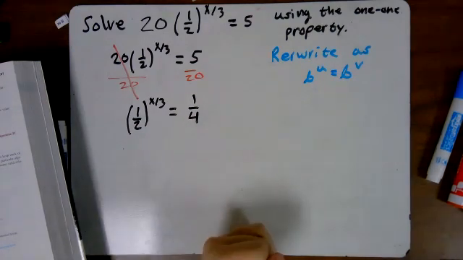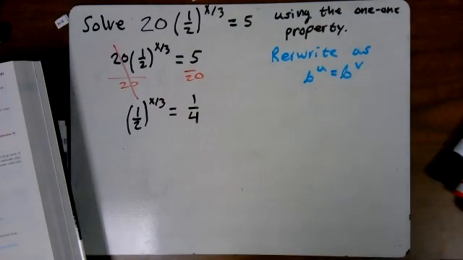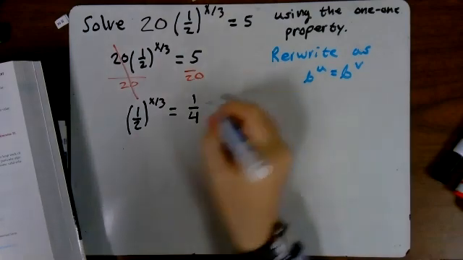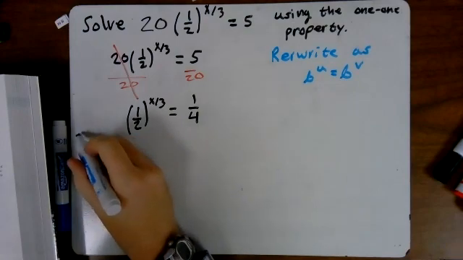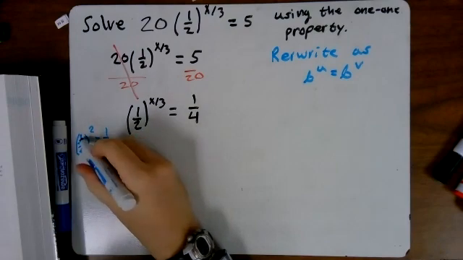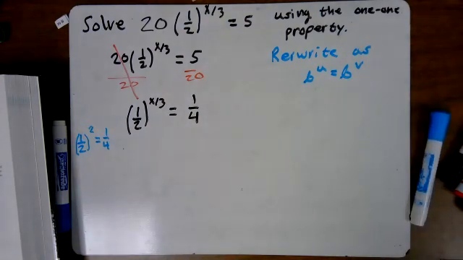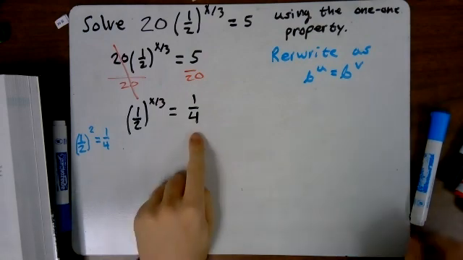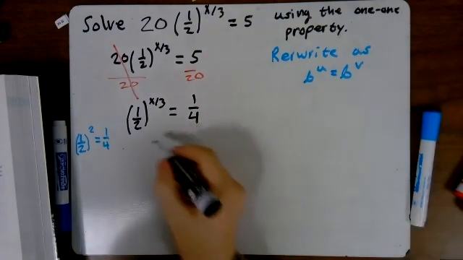1/2 times 1/2 is a 4th, isn't it? One half times itself, 1 times 1 is 1, 2 times 2 is 4, so 1/2 squared is a 4th. Fantastic. That means that we can replace this 1/4 with 1/2 squared.